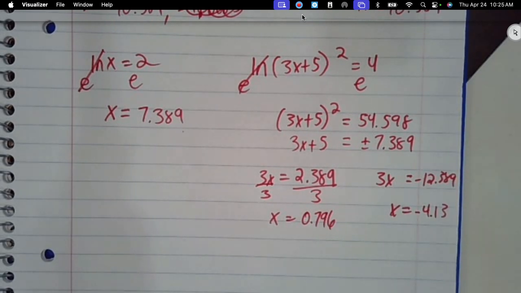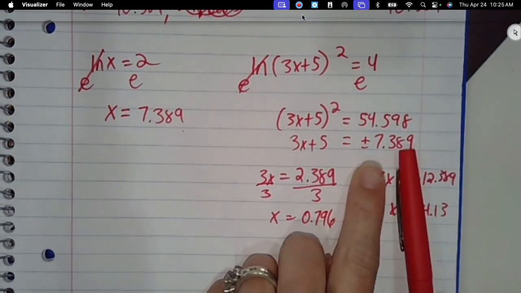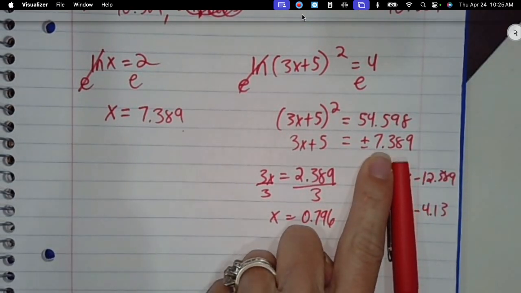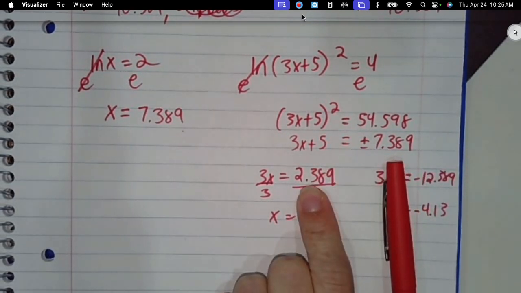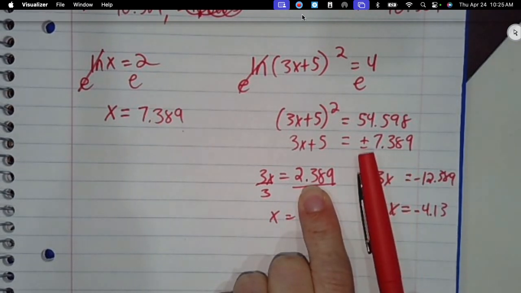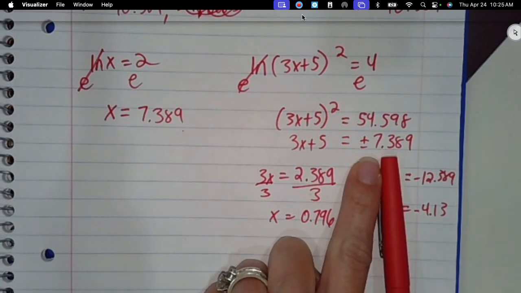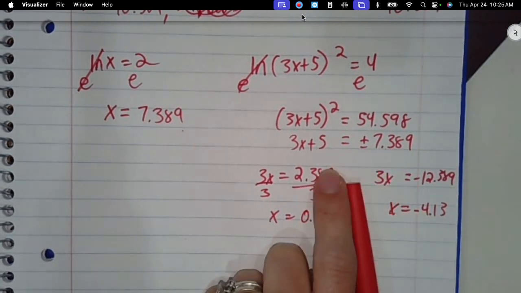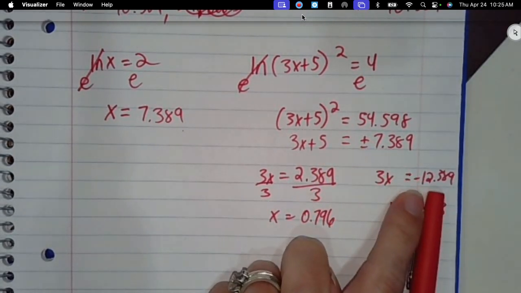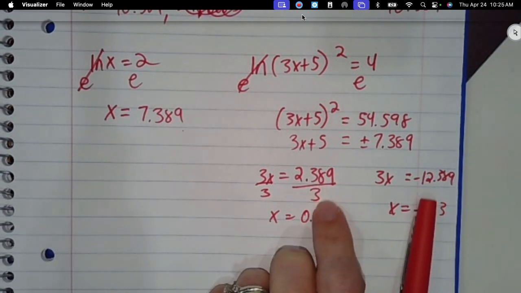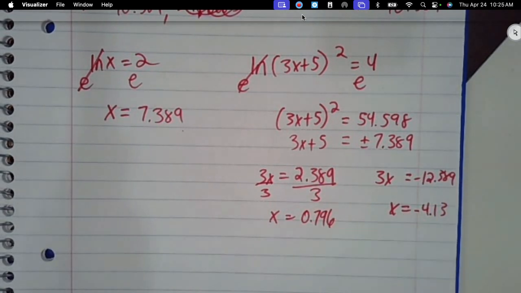Negative 4.13-ish. So when you do the plus or minus, you only have to change what it equals. Like positive 7, then negative 7. I took my positive 7 and subtracted 5 and got that. I took my negative 7 and subtracted 5 and got that. That's when I split it up into my two answers. Then I divided and I got both my answers.